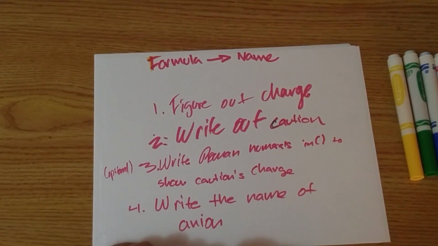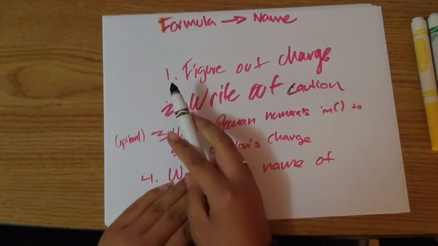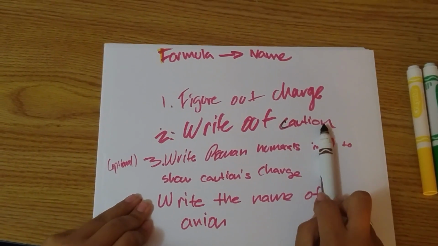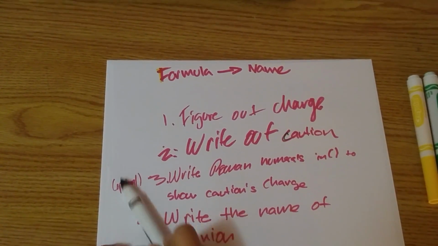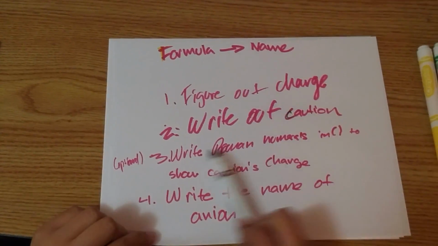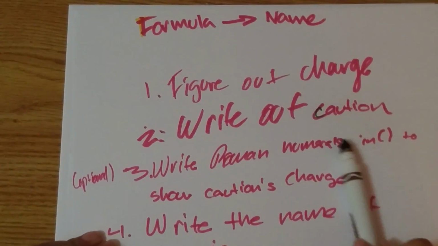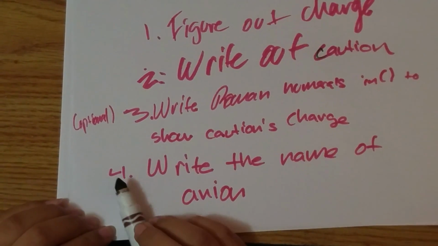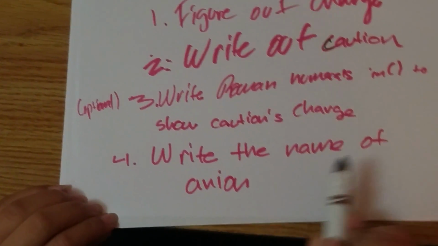Now, formula to name. First, we have to figure out the charge. Second, write out the cation. Third, which is optional because it's not always going to have Roman numerals, write out Roman numerals in parentheses to show the cation's charge. And 4, write the name of the anion.